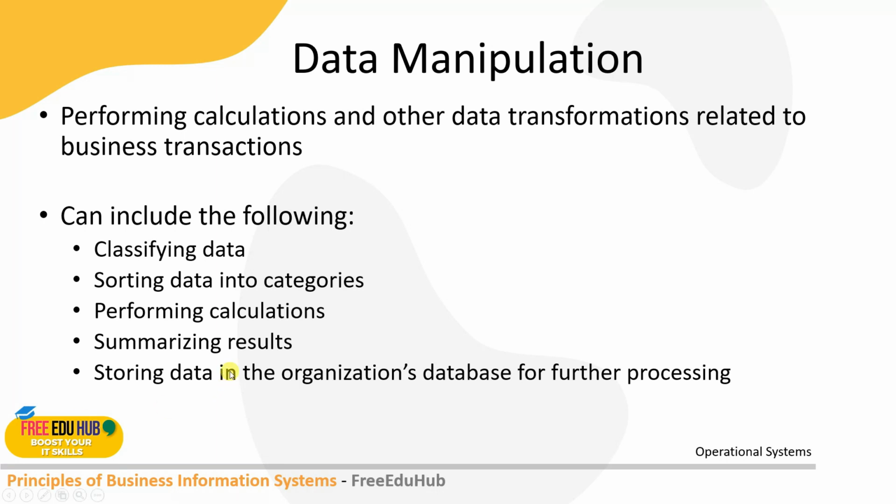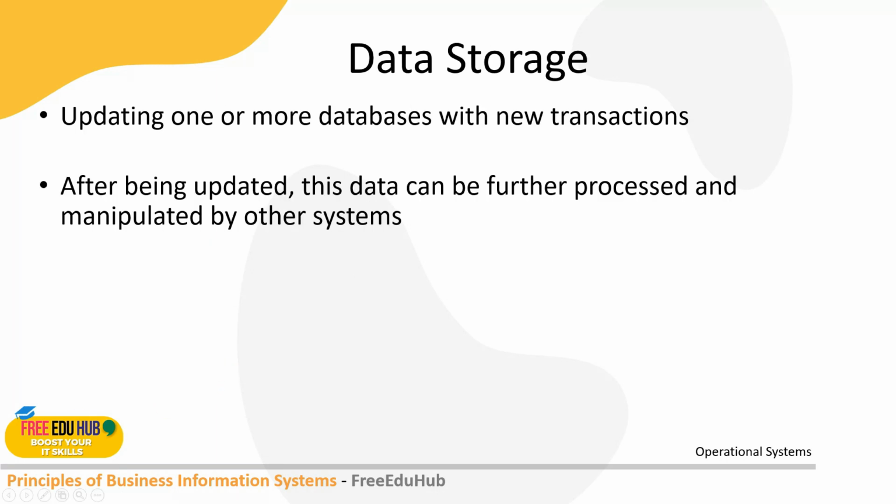Then we have data storage. Data storage is updating one or more databases with the new transactions. After being updated, this data can be further processed and manipulated by other systems. So in ERP systems, we have a database, and whatever information we are retrieving from the database and sending to it, it's all going to the central database. Since it's all going to the central database, of course, it helps us in making better decisions for the organization.